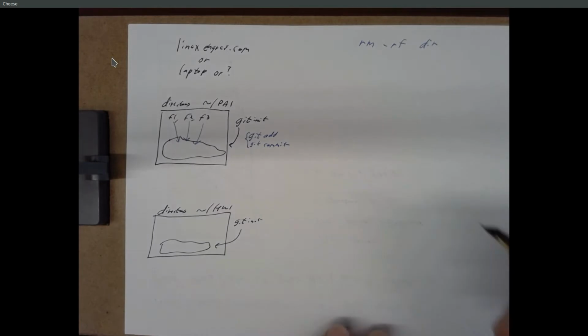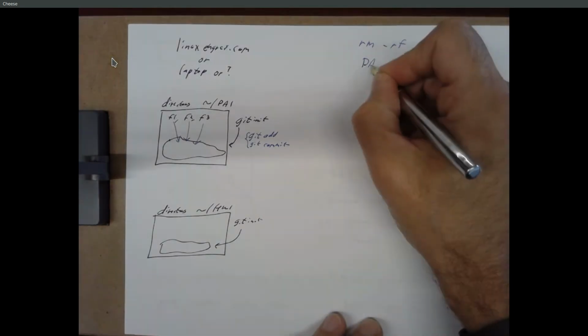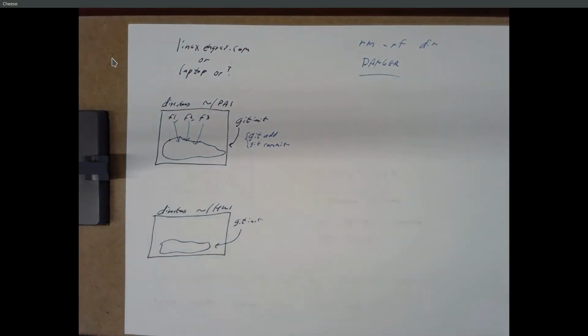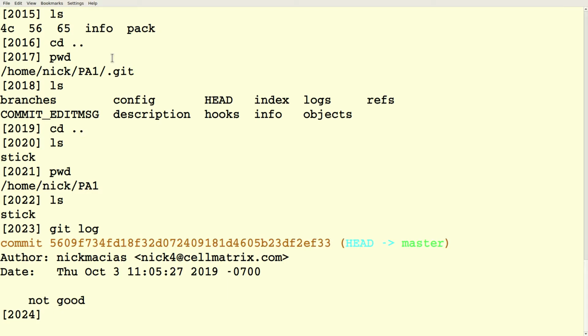Thank you. But I'll flag that with danger. Use the subdirectories for the PA1 after I figure out how to copy my stick program to a subdirectory. Right, so let's do that.